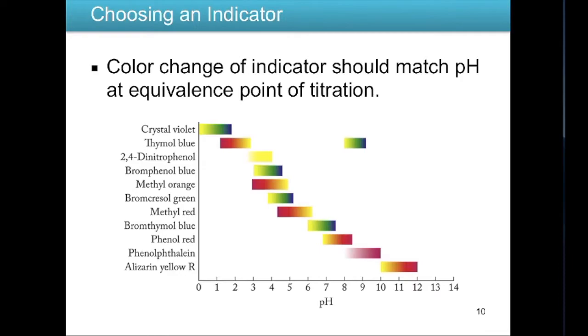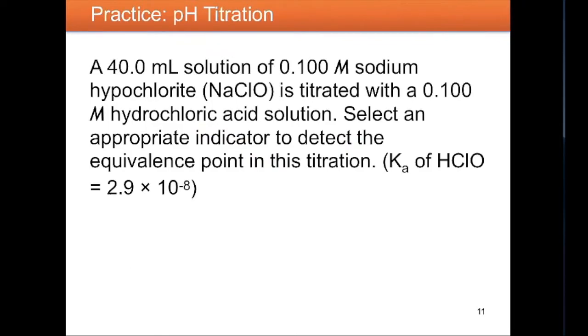So that's the point we want to know. We want to know when the titration is over, so the indicator we choose has to change color near the equivalence point of a titration. So let's go through a couple of questions, and this first one asks to select an appropriate indicator to detect the equivalence point of a particular titration.